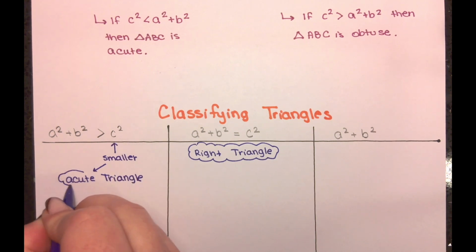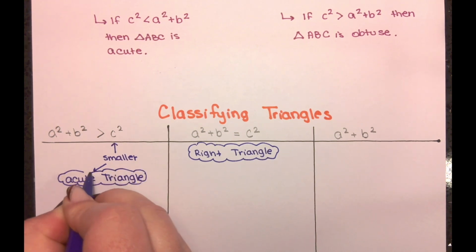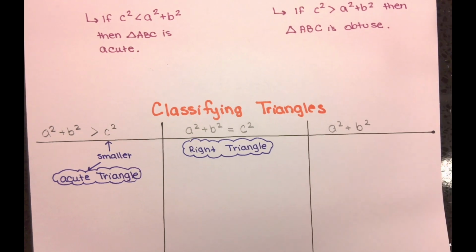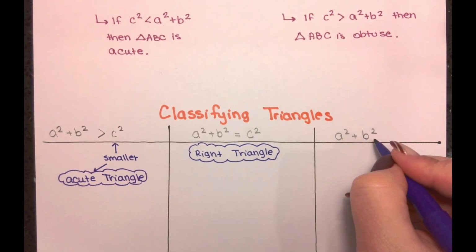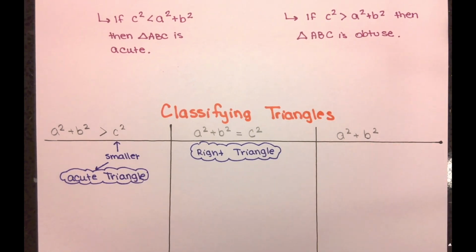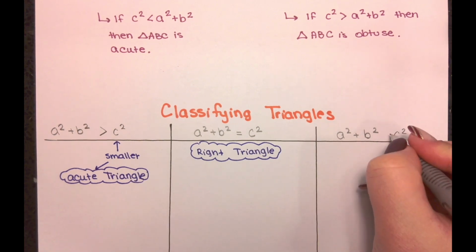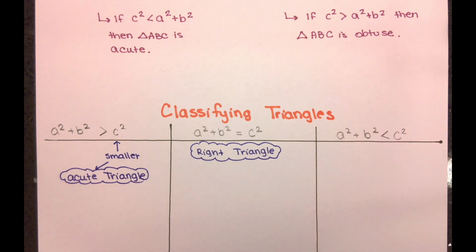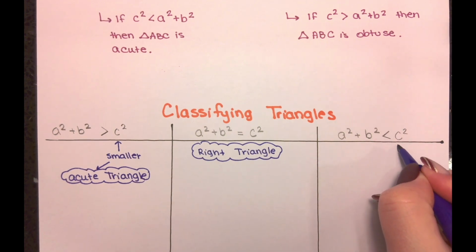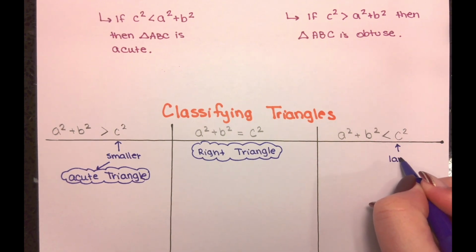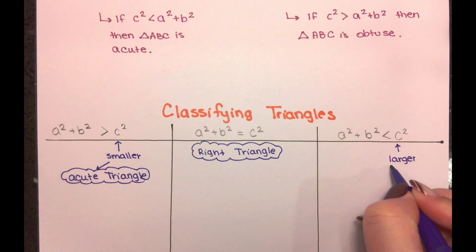So that's going to be an acute triangle. And then here, if your c squared is larger, then we have an obtuse triangle.